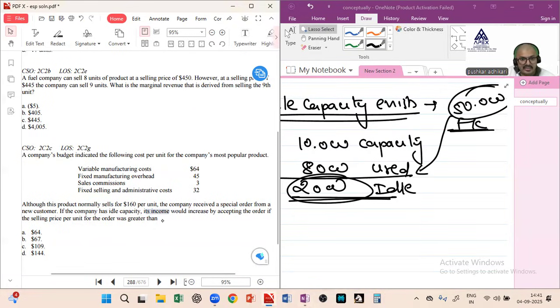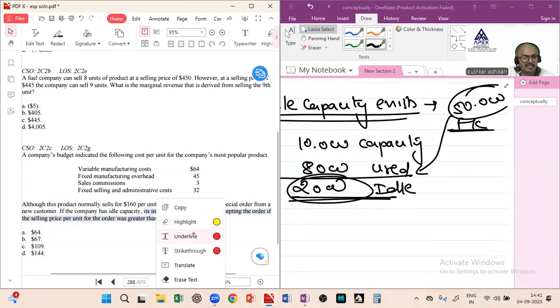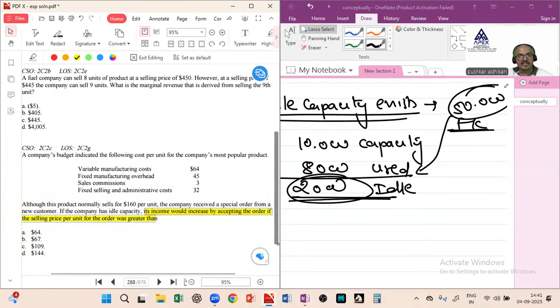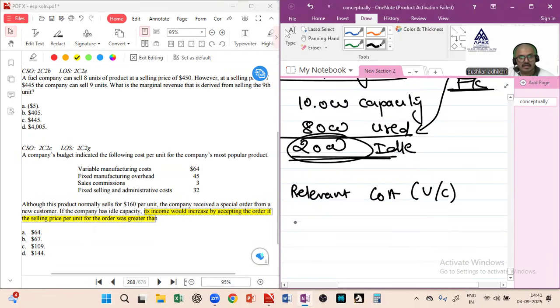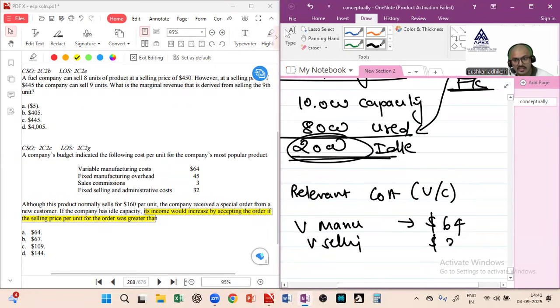Its income will increase by accepting the order if the selling price per unit is greater than what? Now, please try to understand. Here, what are the relevant costs going to be? The relevant costs are going to be only my variable costs. And what are they? My variable manufacturing cost, which is $64. And my variable selling cost, which is $3.